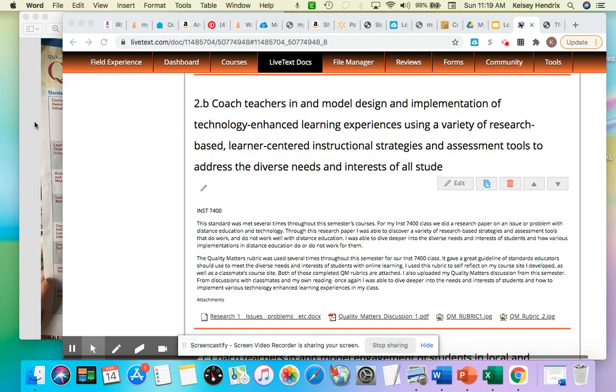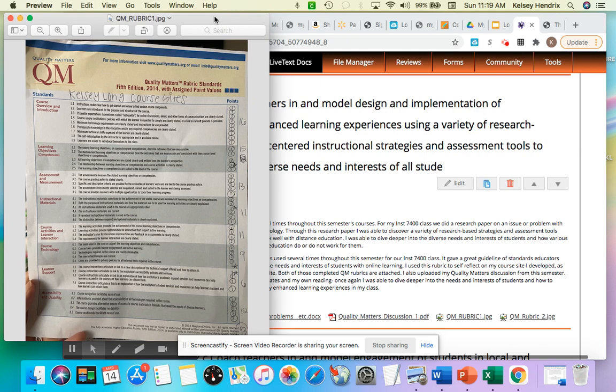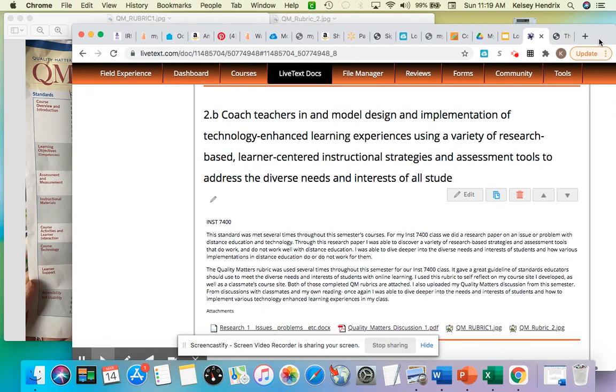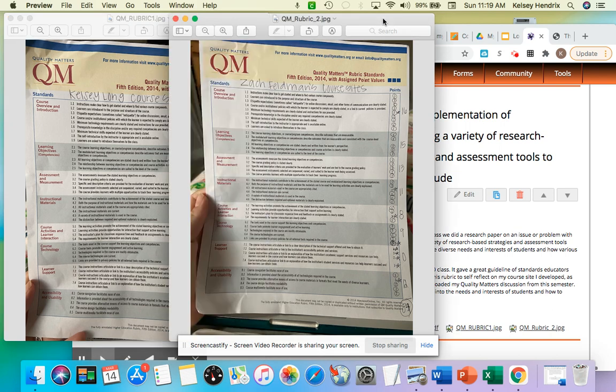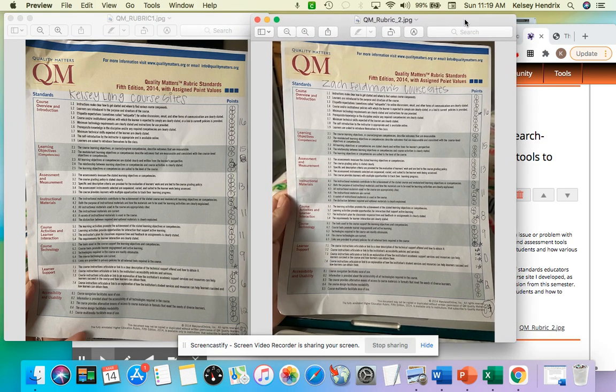The next thing we did was we got to create our own course site, and we used Blackboard, and we were able to partner up with a partner in our class. So I partnered with a man named Zach Feldman, and we each created our own course site and then used the Quality Matters rubric, which I was not familiar with.